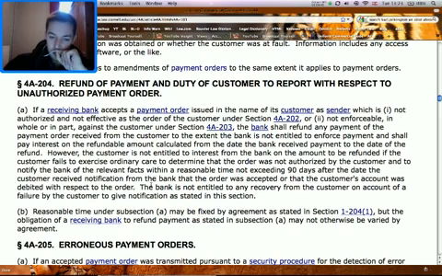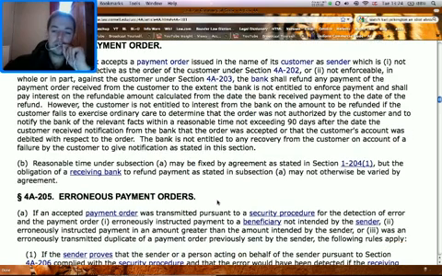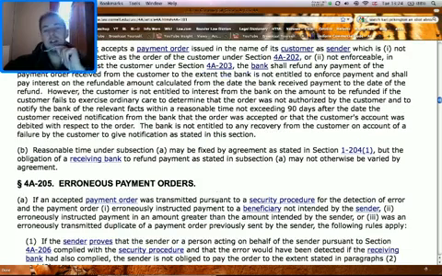However, the customer is not entitled to interest from the bank on the amount to be refunded. If the customer fails to exercise ordinary care to determine that the order was not authorized by the customer and to notify the bank of the relevant facts within a reasonable time not exceeding 90 days after the date the customer received notification from the bank that the order was accepted or the customer's account was debited with respect to the order, the bank is not entitled to any recovery from the customer on account of failure by the customer to give notification as stated in this section.